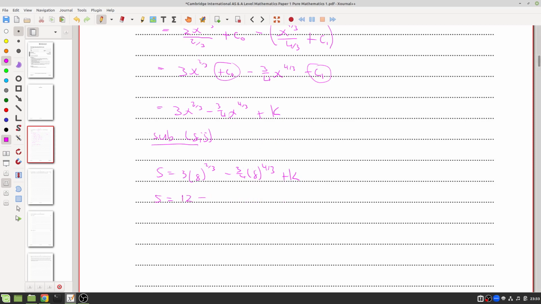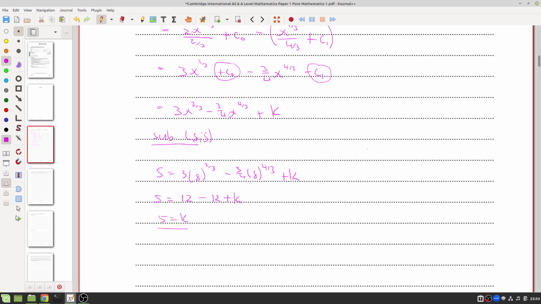Here we've got 8 to the power 4/3, which is going to be 16, times 3/4, which is going to be 12. Okay, that works out quite nicely. So 12 minus 12 is 0, so we just have 5 equals k.